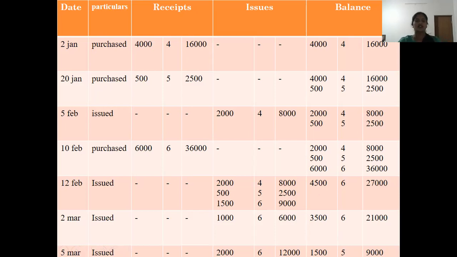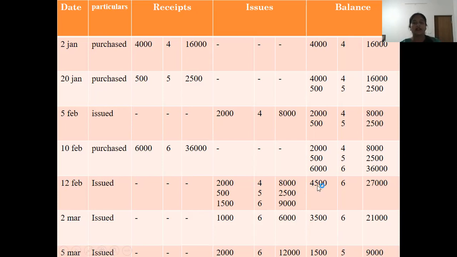Now let us move on to the next transaction, that is on 2nd March. How much have you issued? On 2nd March, 1,000 units were issued to the production department. Okay, now how much balance was left over? How much balance do we have remaining?